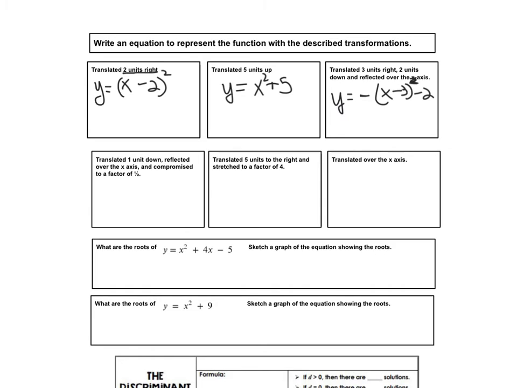Translated 1 unit down, reflected over the x-axis, and compressed by a factor of 1/2. Alright, so it was a negative because it's reflected, and A changes to 1/2 instead of 1. And we didn't go left or right, so this is going to be an x squared. And it shifted down 1.